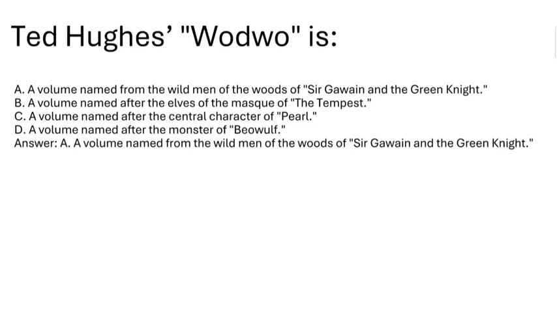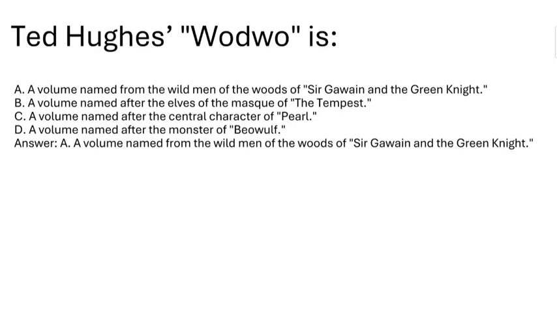And the correct answer is option A, a volume named after the wild man of the woods of Sir Gawain and the Green Knight. Wodwo by Ted Hughes is named after a figure in Sir Gawain and the Green Knight, representing the primal, wild nature of untamed beings in the woods. The title reflects Hughes' exploration of human instincts and the natural world. Now let's see about other options.